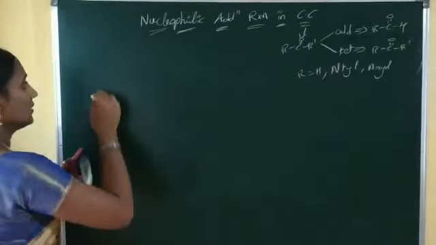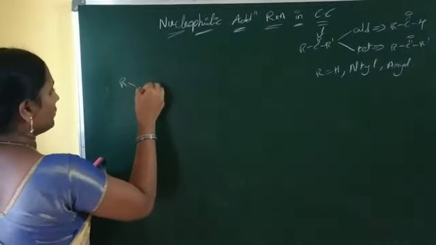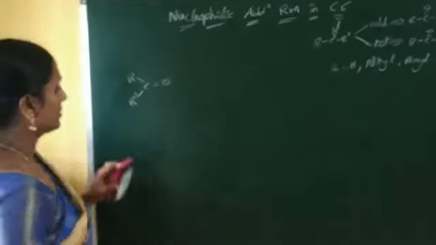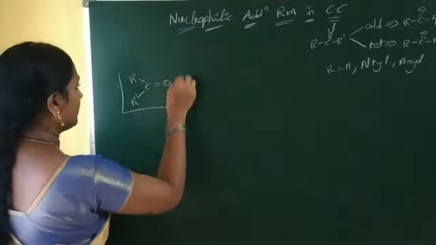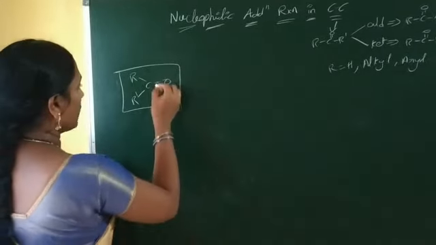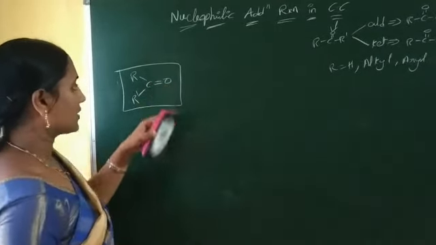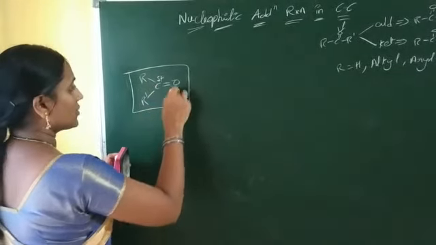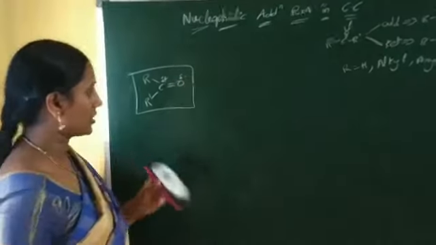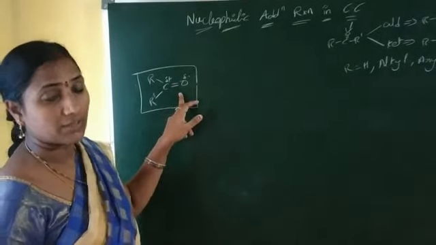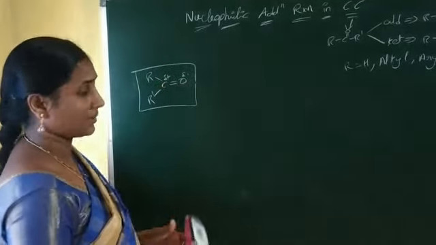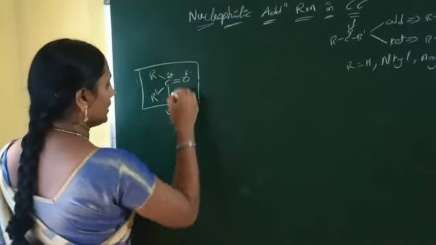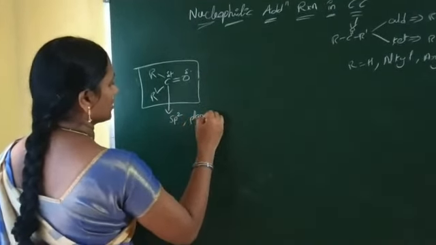Let us see that the functional group of the carbonyl group is R, C double bond O, R dash. Now these are in planar form. In the polarization of this functional group, carbon has a partially positive charge and oxygen has a partially negative charge, because oxygen is more electronegative than carbon. The hybridization of this carbon is sp2 and the structure is planar.